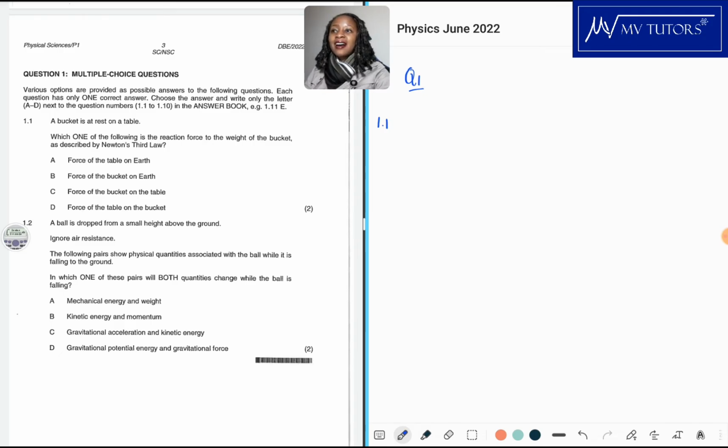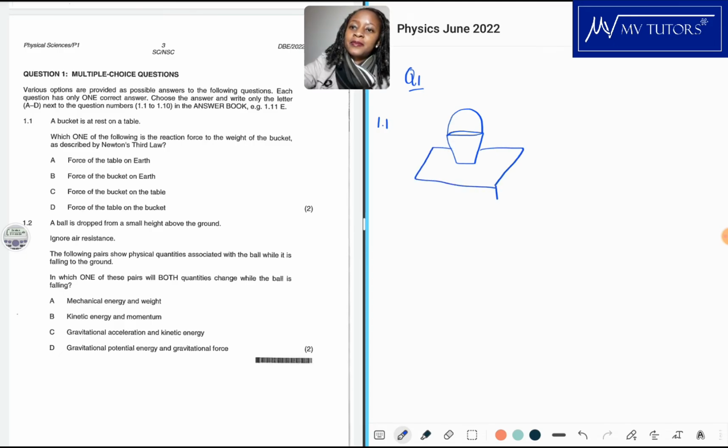Is it A, the force of the table on the earth? Well, let's just imagine this. You have a bucket there. Let's say it has a handle, and it is sitting on the table, and there you have the table legs. This bucket has its own weight, and there's also the weight of the table.